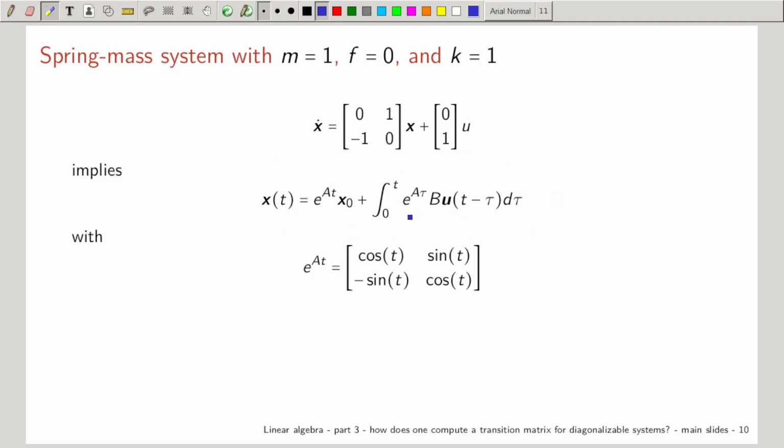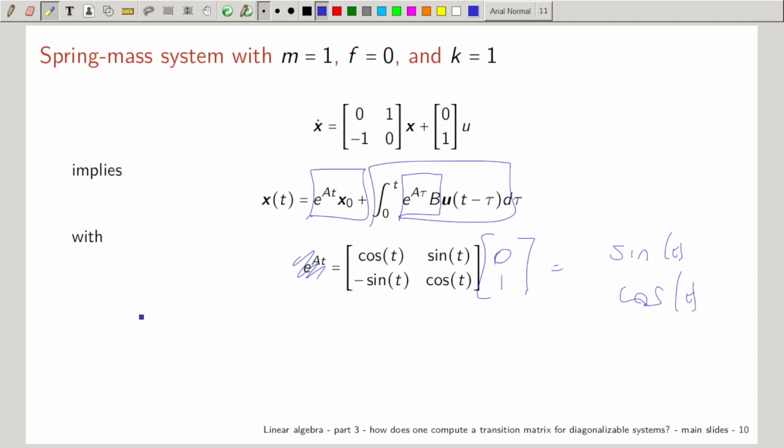This object here times this is going to be equal to sine t, cosine t. So this object is going to be a vector. And this object here is going to be a vector made in this way: sine t convolved with u of t, and cosine of t convolved with u of t.